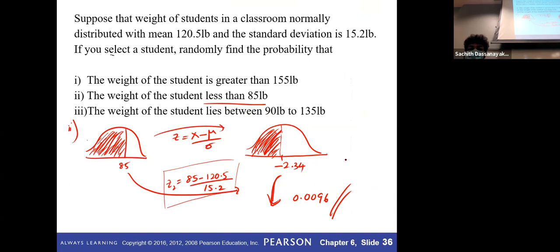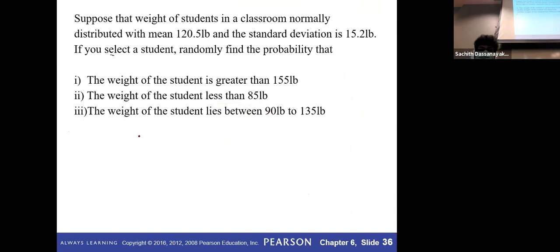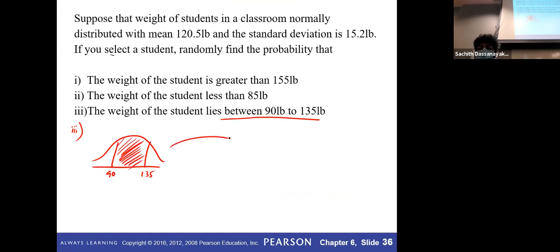Okay. Third one. Between 90 and 135, we need this area. Again, map this to a standard normal. Then, if I use my notations, how do we write this? I forgot that.